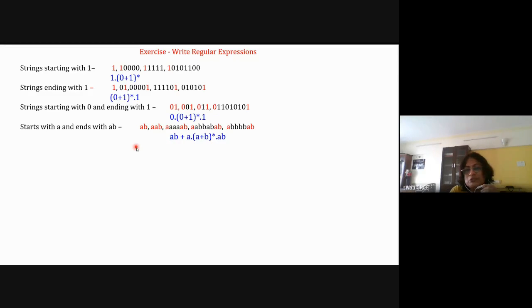So I'll say that my machine will go to the final state by processing either AB or A.A plus B star.A. Okay, so in that case the remaining strings will be accepted by R2, and this is the R1. Okay, so remember you have to add and use the plus operator.